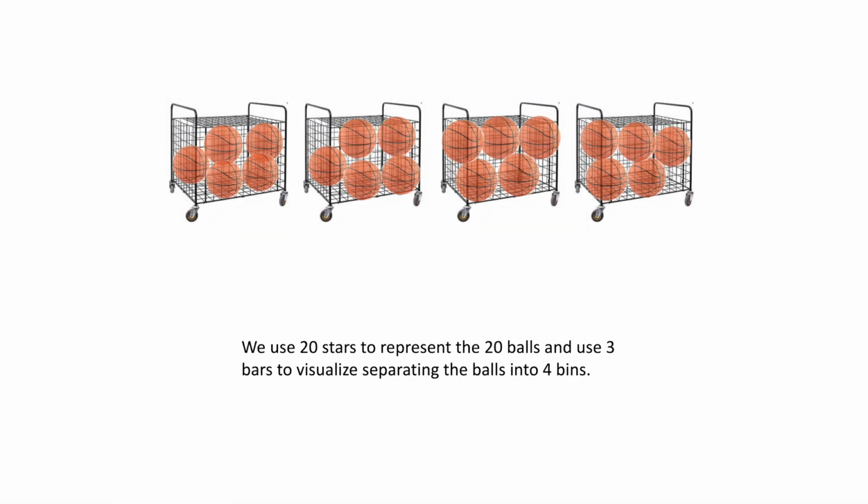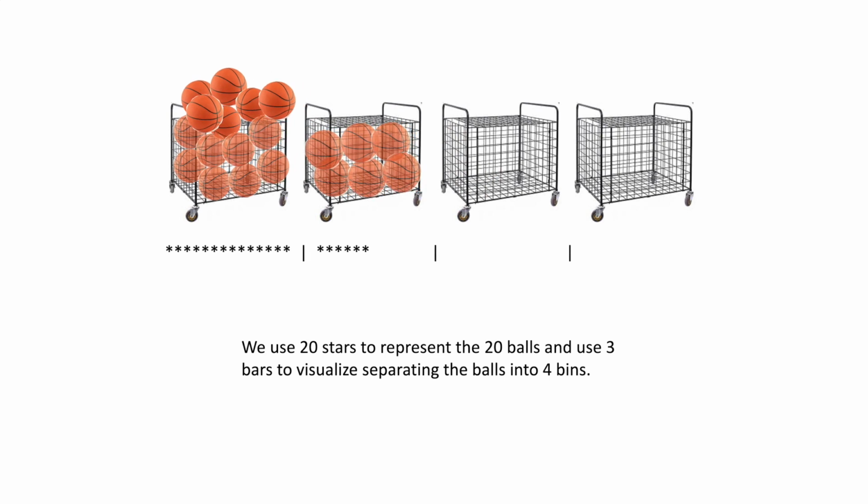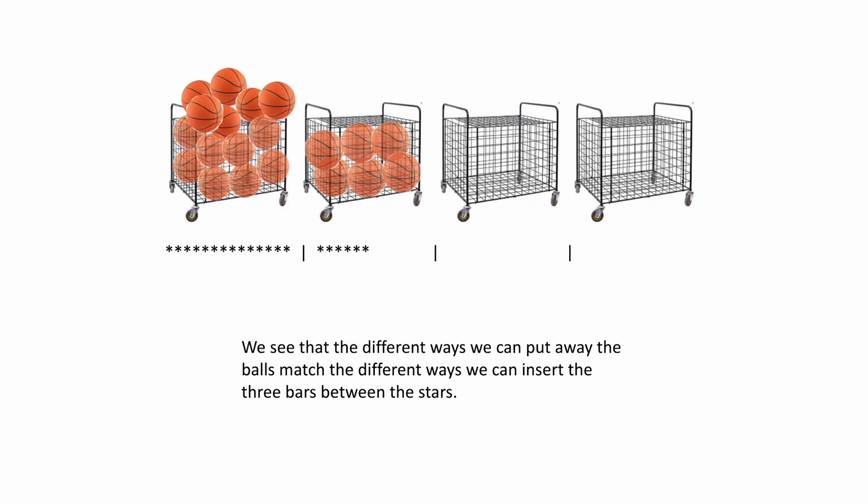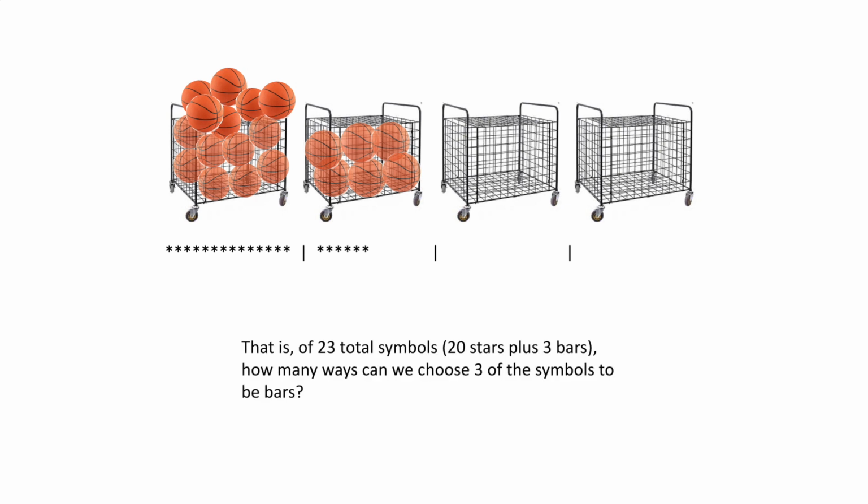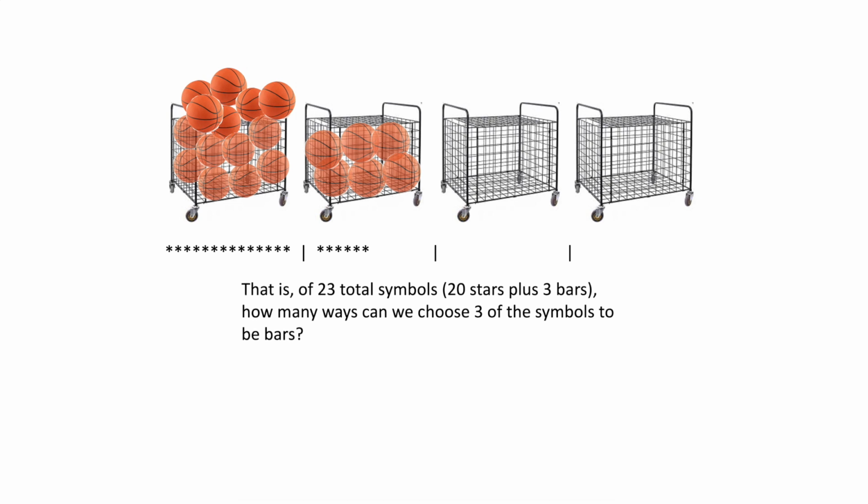We'll let the 20 balls be represented by 20 stars, and we'll use 3 bars to visualize the 4 bins. So by putting 5 balls in each basket, we could represent it with these stars and bars. Or if I put 14 balls in the first basket and 6 in the second basket, there's how we could represent that with stars and bars. So what we see is that the different ways to put the balls away matches the different ways that we could insert the 3 bars between the stars. Thus, of 23 total symbols, how many ways could I pick 3 of those symbols to be bars? So the answer to this question is 23 choose 3, which gives you 1,771.